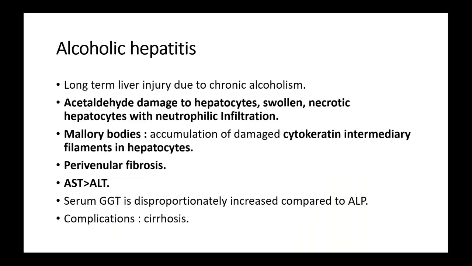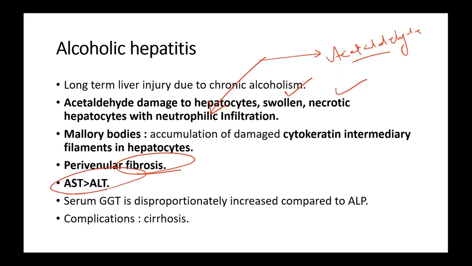Alcoholic hepatitis happens because of chronic alcohol use. Ethanol, which is alcohol, converts into acetaldehyde, which damages hepatocytes. So the hepatic cells will be swollen, necrotic, and they will have neutrophilic infiltration. Liver will have Mallory bodies, which is the accumulation of damaged cytokeratin intermediate filament in hepatocyte. They can have fibrosis, their AST will be greater than ALT, GGT can be elevated, and the complication is liver cirrhosis. What is GGT? Gamma glutamyl transferase. They can be elevated.